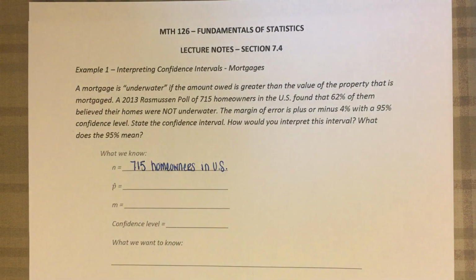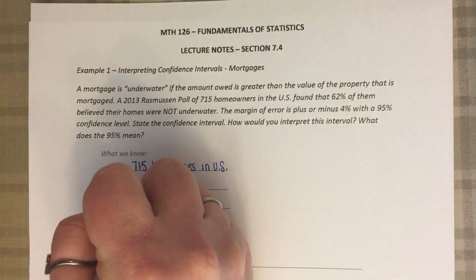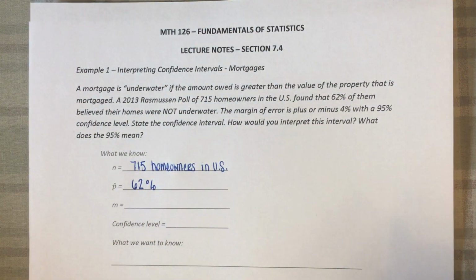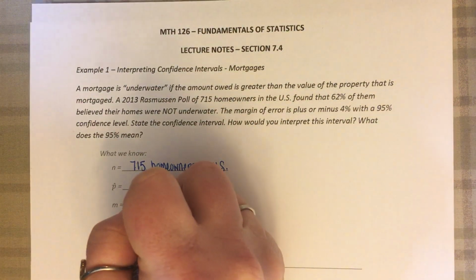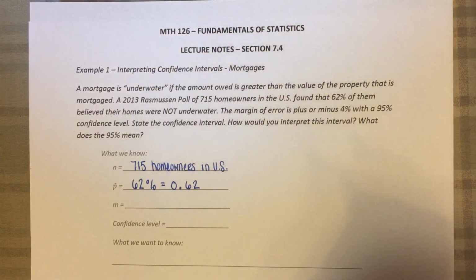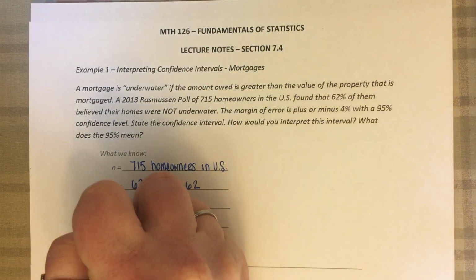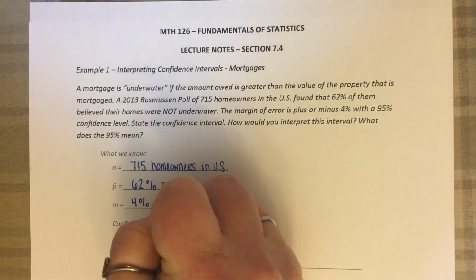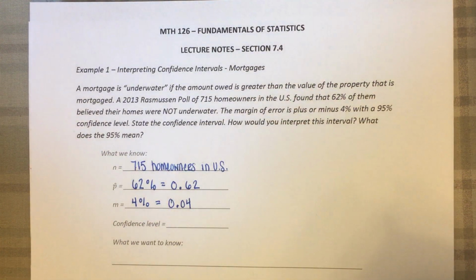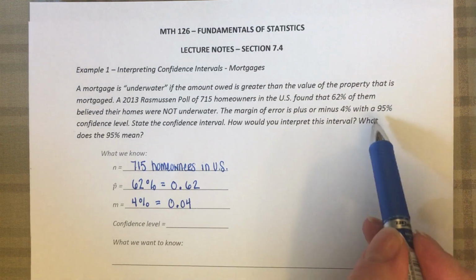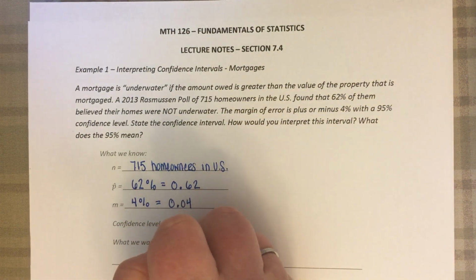Our p hat is the percentage from the sample. In this particular sample, 62% of the homeowners believed that their homes were not underwater. Just like we did in the previous chapter, any percentages we're going to write as decimals. So our 62% is going to be 0.62. Our margin of error is 4%. Again, we're going to convert that to a decimal and write it as 0.04. Our confidence level, we're always going to be given as a percentage. In this case, we are given a confidence level of 95%.